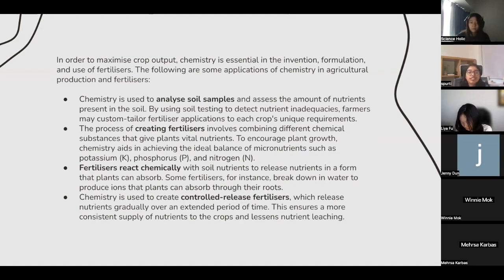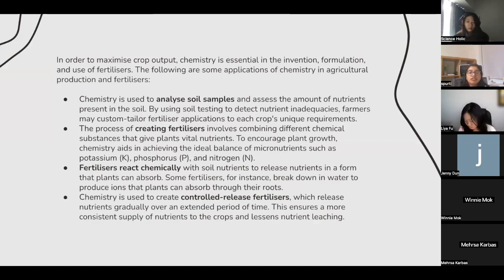The process of creating fertilizers involves combining different chemical substances that give plants vital nutrients. So to encourage plant growth, chemistry aids in achieving the ideal balance of micronutrients, which are known as the essential elements for plant growth, which is NPK: nitrogen, phosphorus, and potassium.